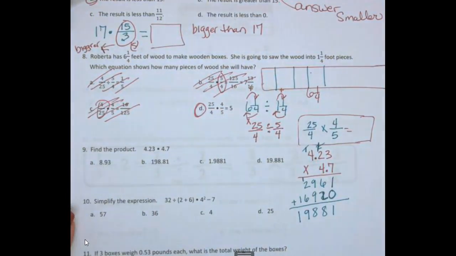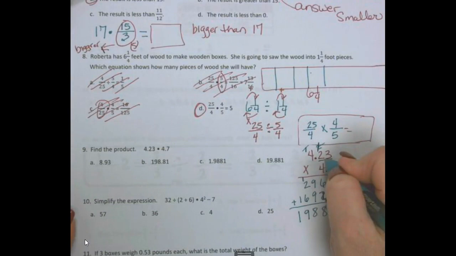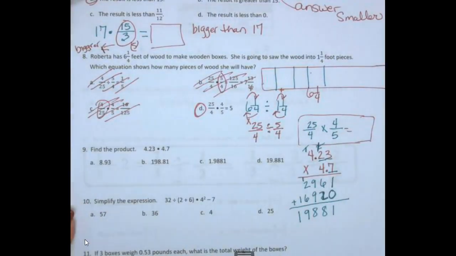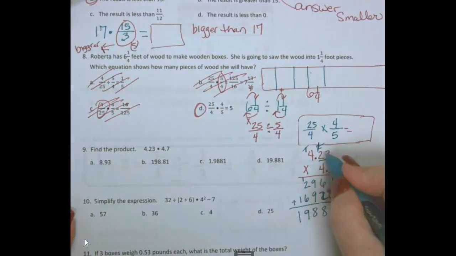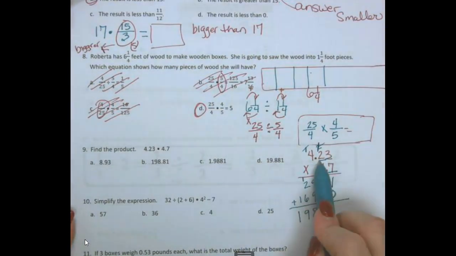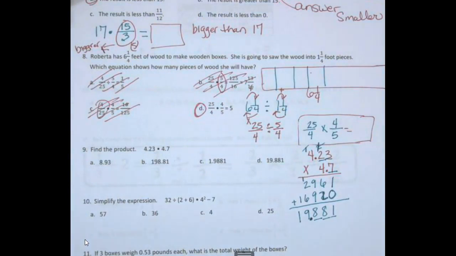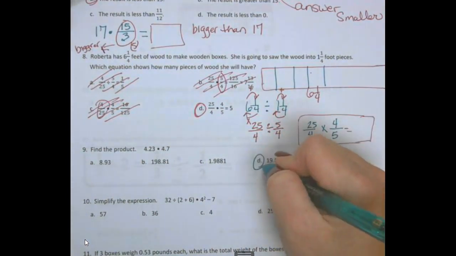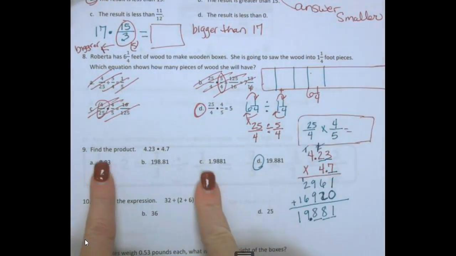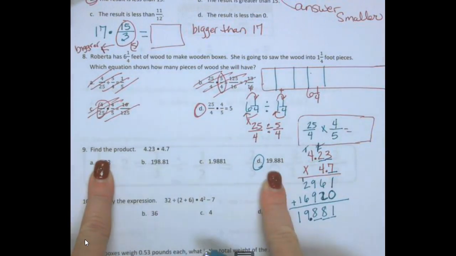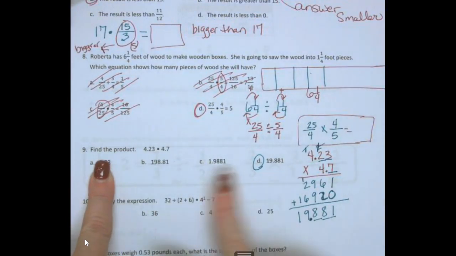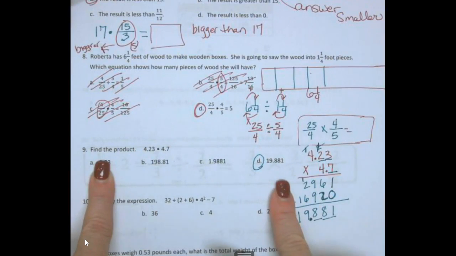Now I cannot forget my decimals. I have 1, 2, 3 numbers after my decimal. So in my answer, I have to have 3 numbers after the decimal. 1, 2, 3. So my answer is D. Notice that some of these have the same numbers, but the decimal's in the incorrect place.